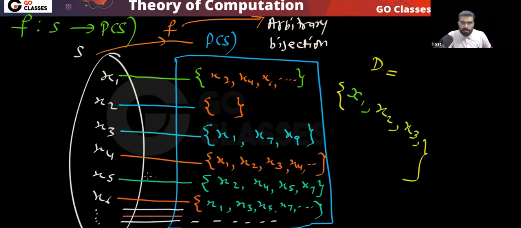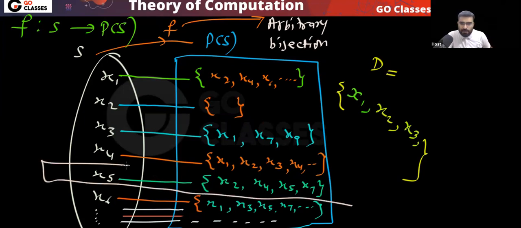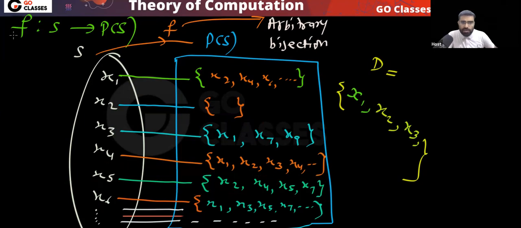Okay. Next. Tell me image of x5. Does it include x5? Yes, so I will not put it. x5 also I will not put.